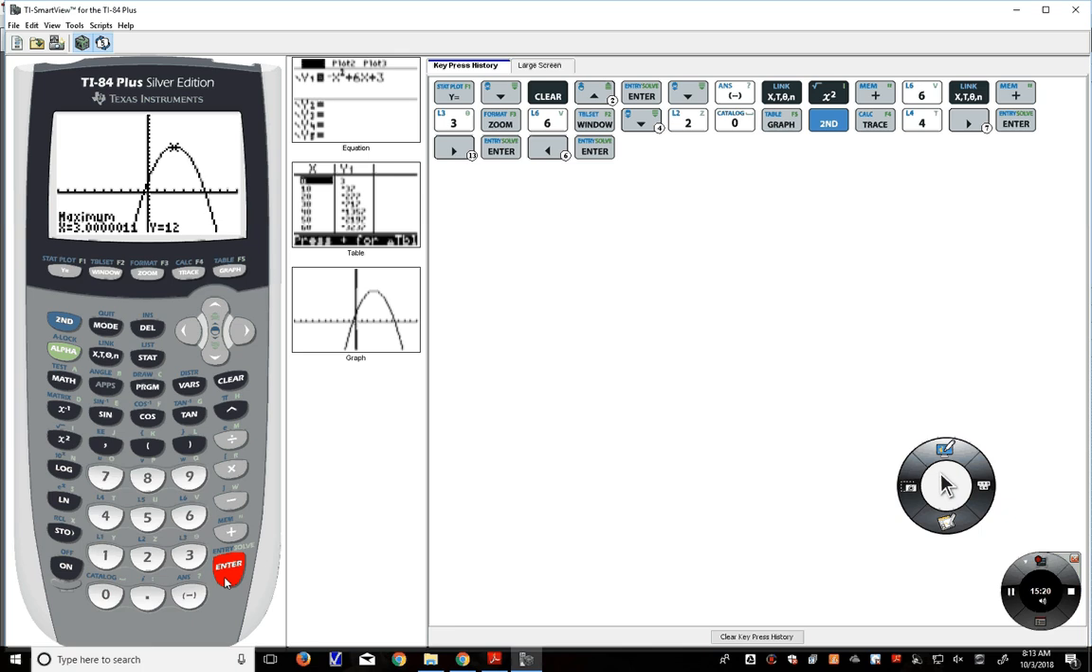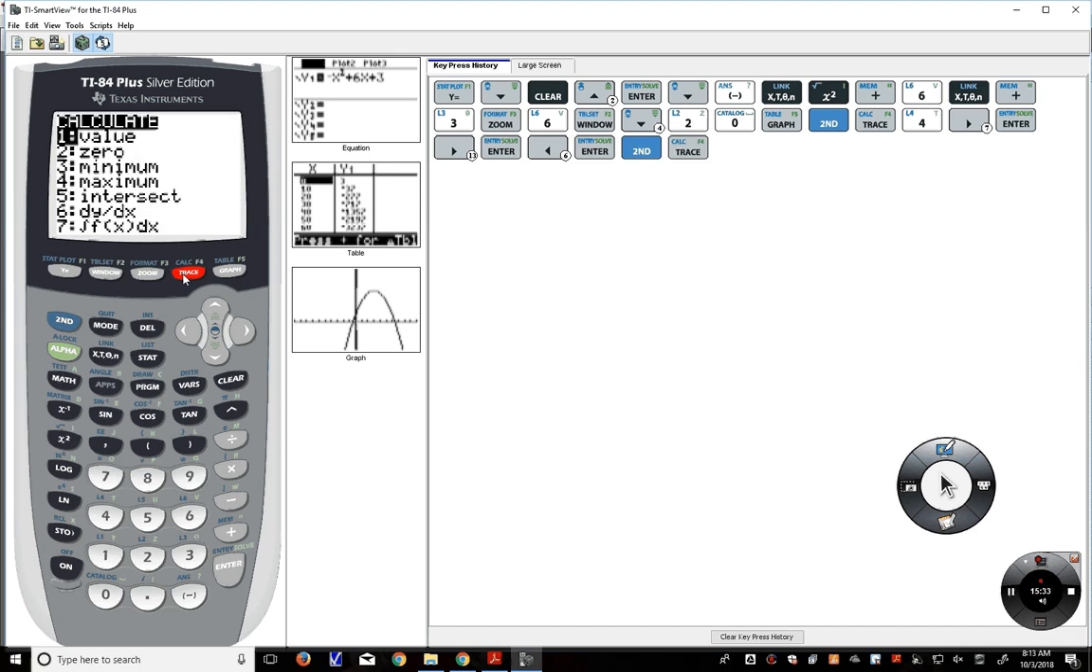So let's work on finding this one on this side. Okay, that's our focus right now, to find the X-intercept that's over here. And so we're going to go to the calculate menu again. Okay, so second and the trace button.